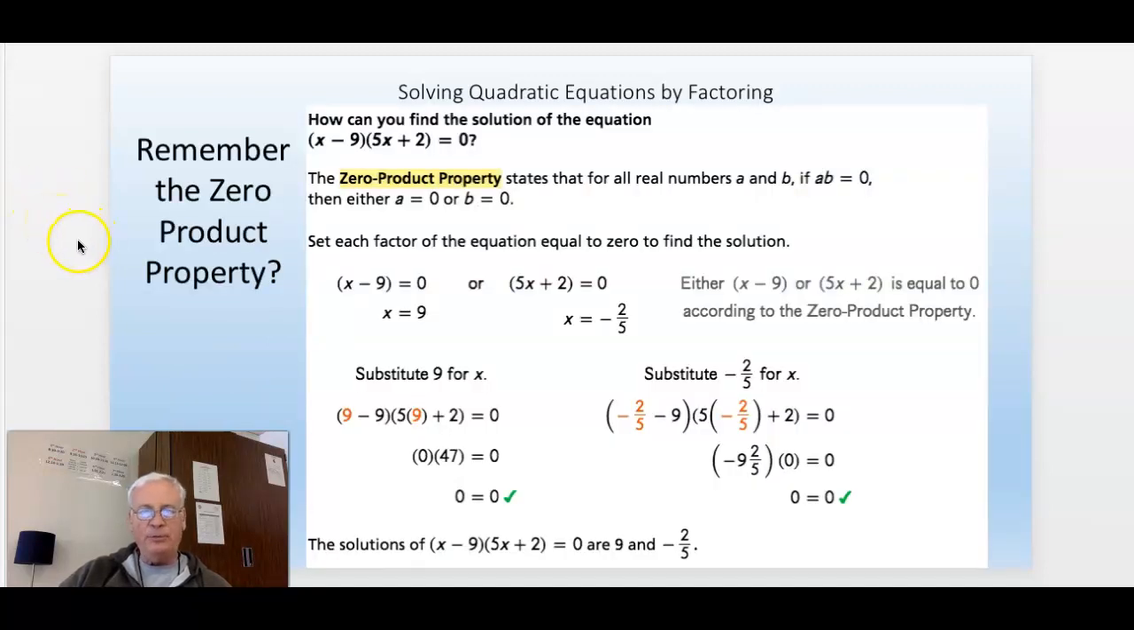Now remember the zero product property? We talked about this. When a times b equals 0, then either a or b must equal 0. And we use that when we factor a quadratic, because you get two linear factors. When you set the function equal to 0, one or both of those factors have to equal 0. So you set them each individually equal to 0 and solve them. That's how you get the solution.